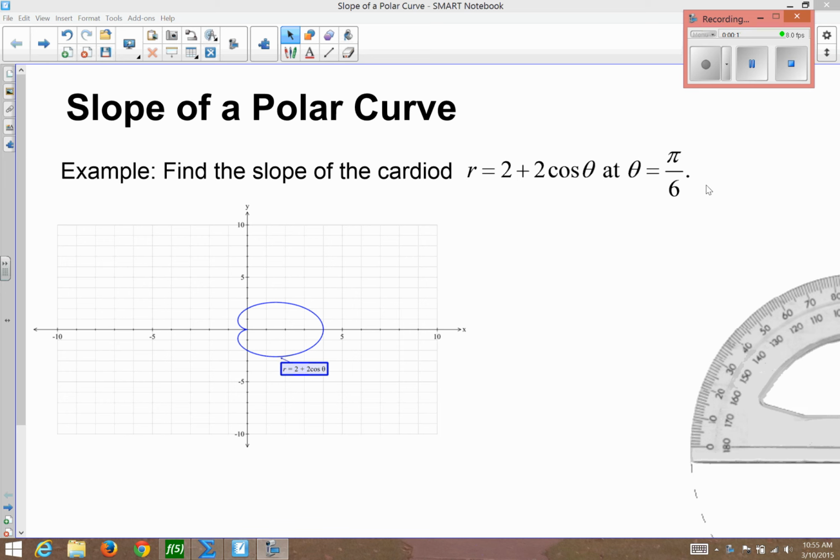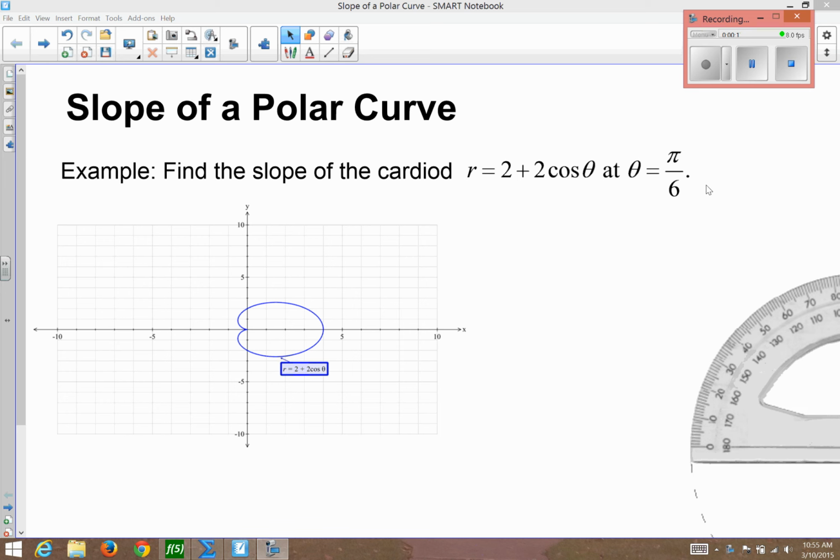So the y is always equal to r sine theta. This is from the definition of sine. So in this example, y is equal to 2 plus 2 cosine theta times sine theta. Y is always r sine theta. In this example, all of this is r. So y equals 2 plus 2 cosine theta times sine theta. I was going to distribute, but I changed my mind. I'm going to leave it like that.